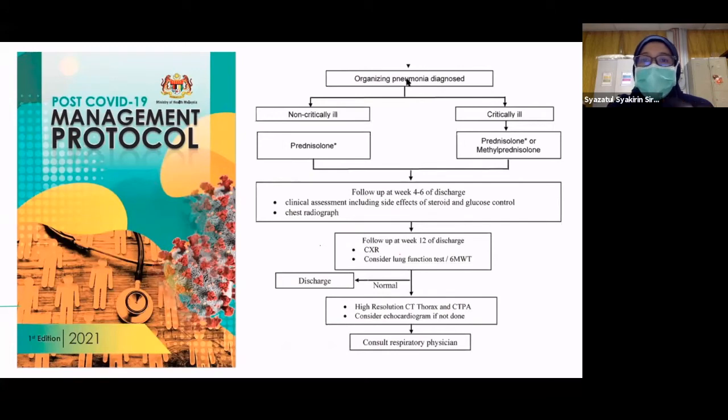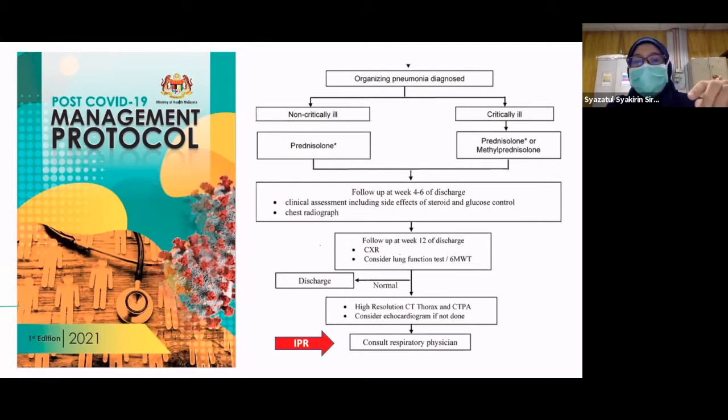So they put it as organizing pneumonia diagnosed. I think this term is perhaps a little bit confusing. So maybe a patient with category 4 and 5 discharged with a tapering dose of methylprednisolone or who required methylprednisolone during the acute phase. So they will be followed up at 4 to 6 weeks, similarly to what we're doing now.